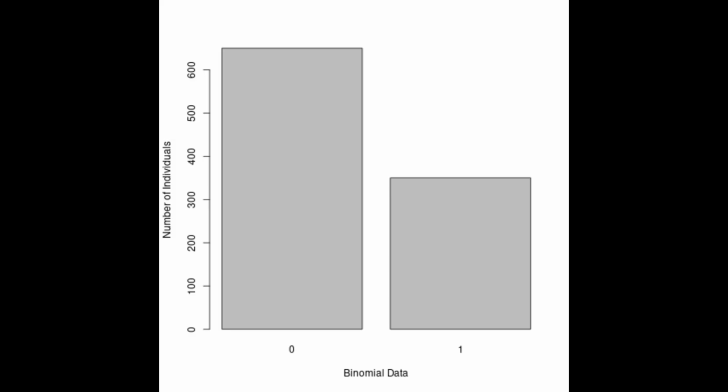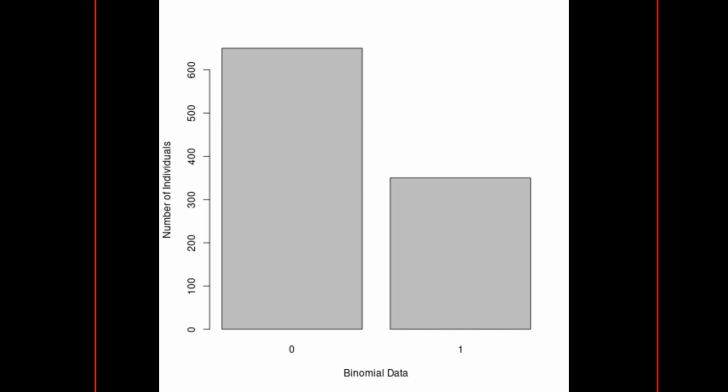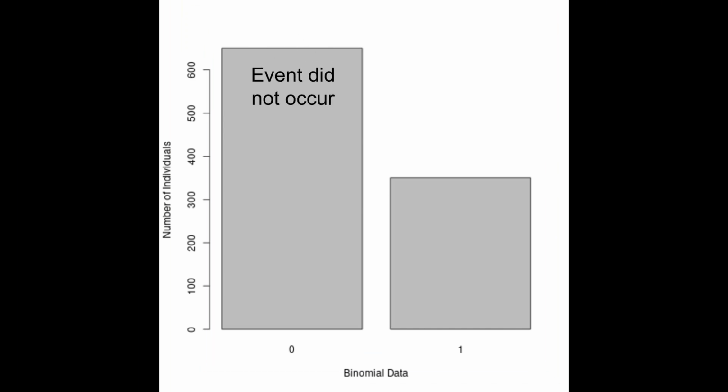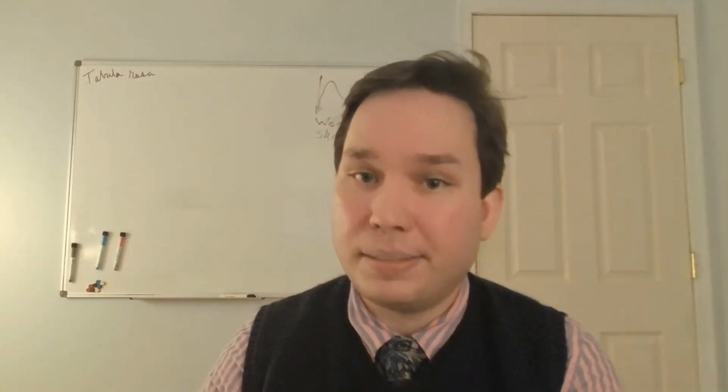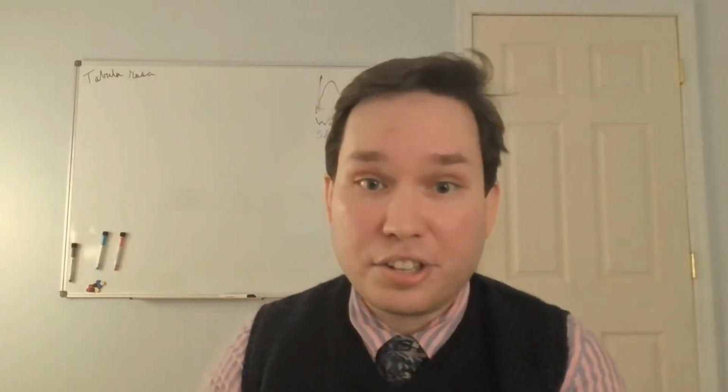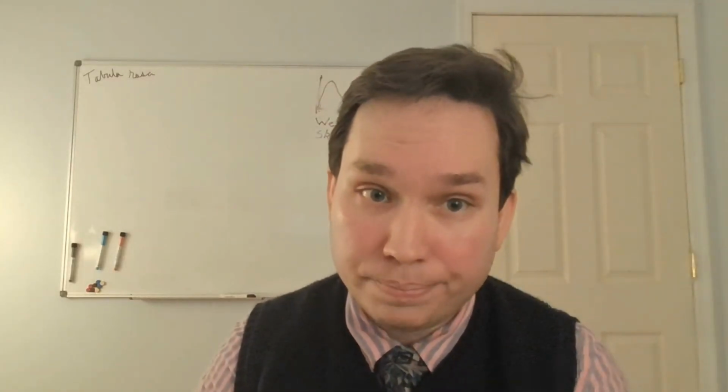Here's a histogram of binomial data with only two vertical bars at 0 and 1, corresponding to the number of times the event did not occur and the number of times it did occur. Examples include a patient being in remission, a patient being infected, or a patient discharging within a certain time frame.